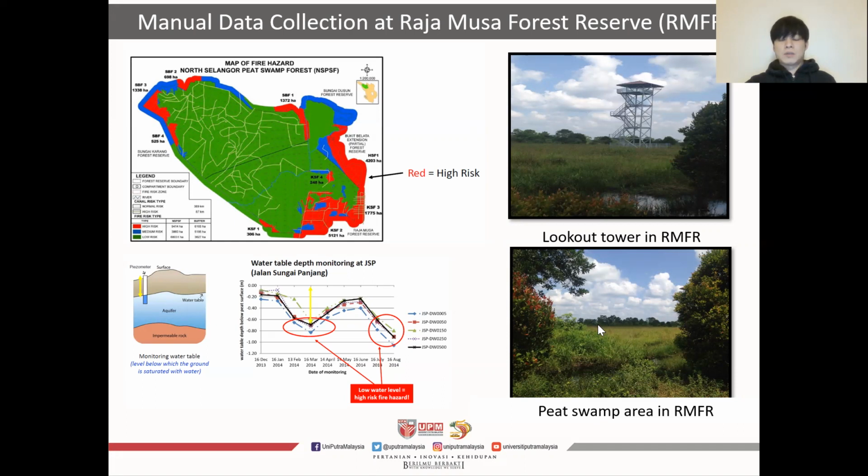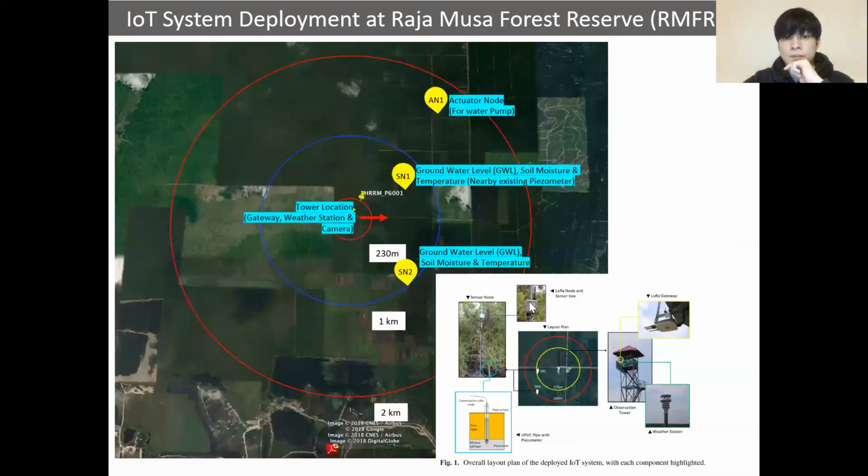At the bottom right of the slide is the peat swamp area in the RMFR. You can see that it's very difficult to work in, and to reach the deeper part of it. Installing applications such as the IoT network helps us to measure the water table without facing the difficulty of going into the peat swamp every time we have to know the condition of the peatland. That's the main objective of the project. So, this slide shows you the basic layout of the IoT system.